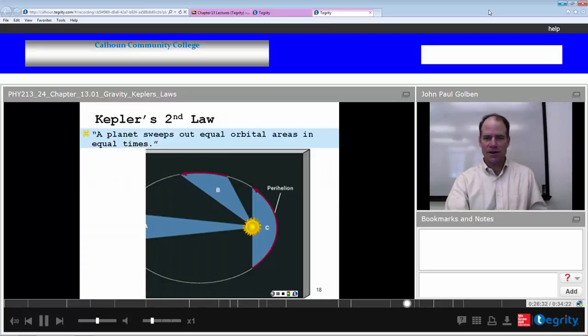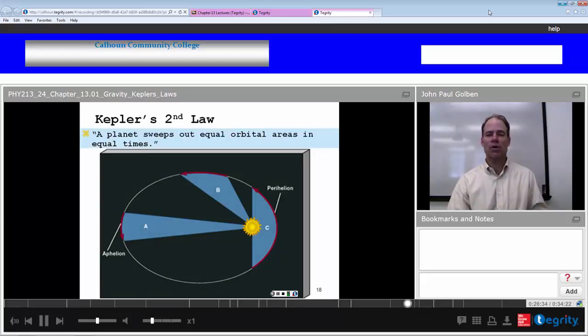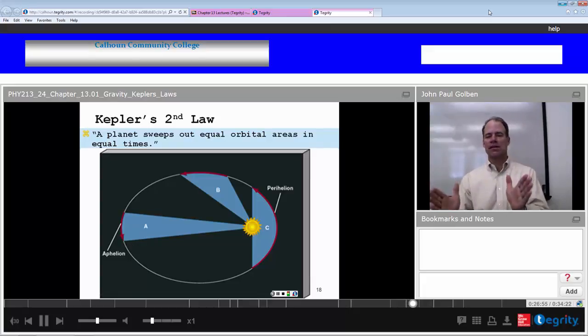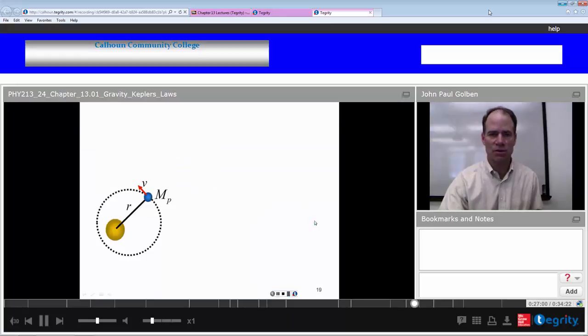Kepler's second law: the planet sweeps out equal orbital areas in equal amounts of time. This is an empirical law that Kepler found, but Newton proved it based on conservation of angular momentum. If a planet is closer to the sun, it moves faster, and if it's further away, it moves slower. And if we were to calculate the area of the slice of pie that it moves through, say in 1 month, we would find that that area was the same.